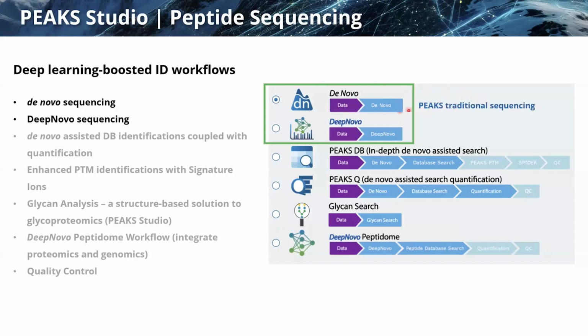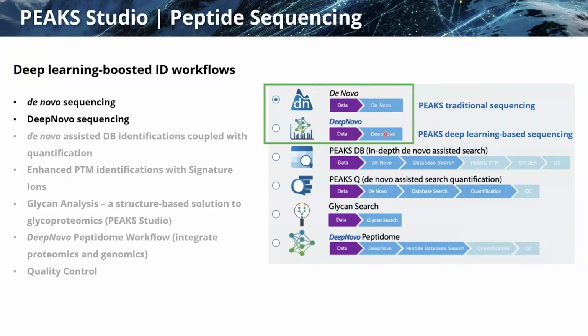This is our traditional sequencing algorithm that we developed back when we were starting over 20 years ago. In fact, de novo sequencing is something that Peaks is well known for. Now, a couple of years ago, we started implementing another algorithm called DeepNovo, and the name itself may give you a hint. It is a deep learning based sequencing algorithm.